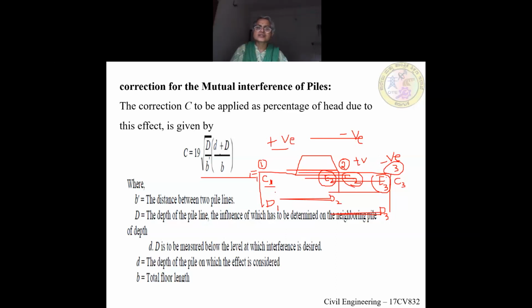B dash is the distance between two pile lines. So this is B dash. Sorry, I'll erase and write once again.